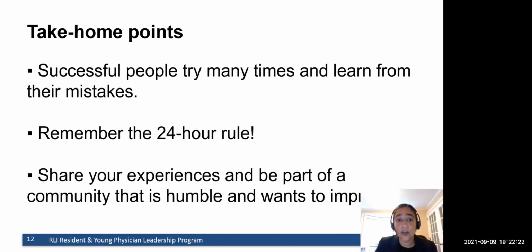In terms of take-home points, remember that successful people are not unfailing. They just try many times and learn from their mistakes. Remember the 24-hour rule and share your experiences and be part of a community that's humble and wants to improve. Everyone who is successful will, if they're being honest, tell you that they've failed so many times. And for most people, it's those failures that really shape almost more than anything who they've become.